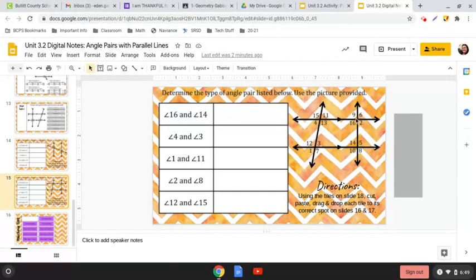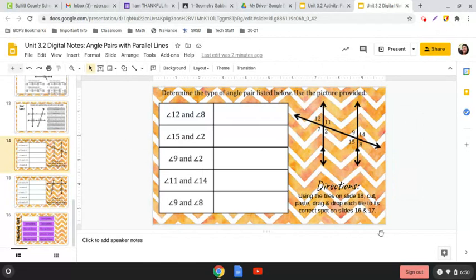So you always work with the same angles that are created by the transversal. So we wouldn't use these angles and these angles. We're going to use only the angles that are created by the same transversal. Let's work through a few of these together, and then I'm going to send you on your way. So let's look at angle 12 and 8.